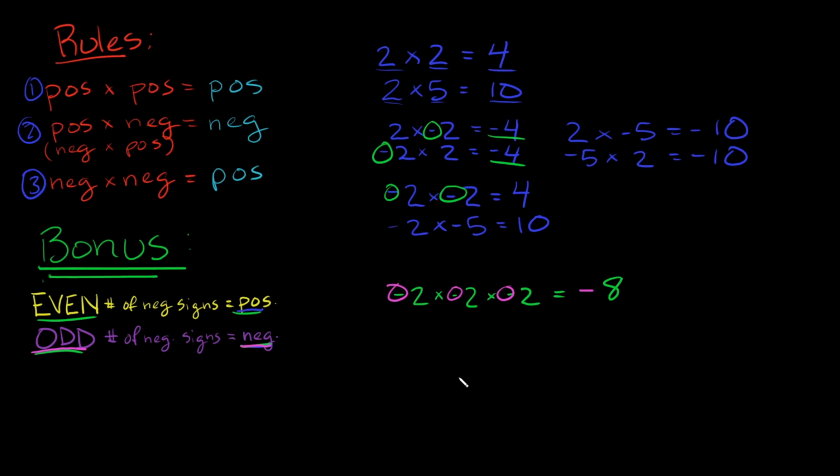Okay, let's do another one. What if we had negative 2 times negative 5 times negative 3? Well, 2 times 5 is 10, and then 10 times 3 is 30. And is this positive or negative? Again, how many negative signs do we have? 1, 2, 3. 3 is an odd number, so our answer will be negative. So our answer is negative 30.